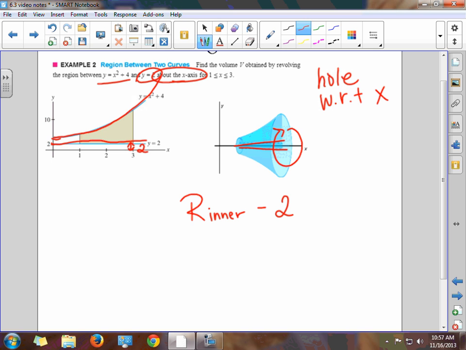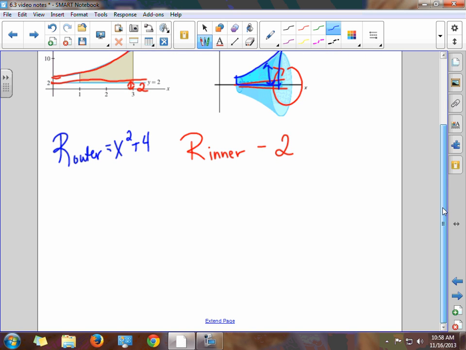My r outer, that's going to be all of this area right there, all the way down to the x-axis, because I'm cutting the hole out of it. So it's just going to be modeled by the function. I don't have to do anything funky with it. So my r outer is just going to be x squared plus 4. Now that I have both of my radii, I'm going to write the formula for both of my areas. And then I'm going to integrate them. Always the area using r outer minus the area using r inner.